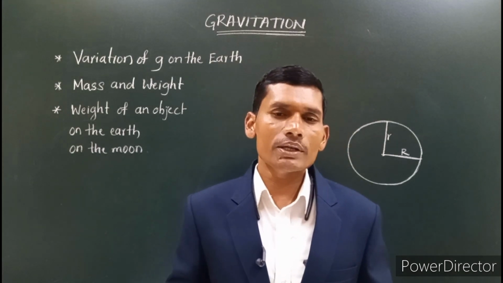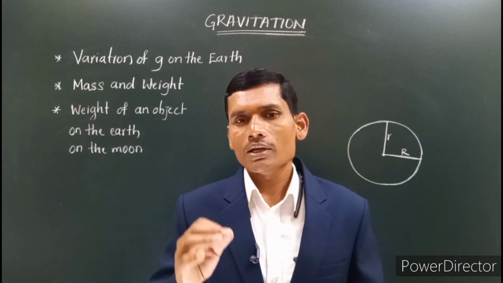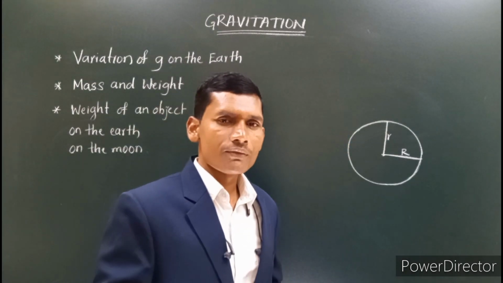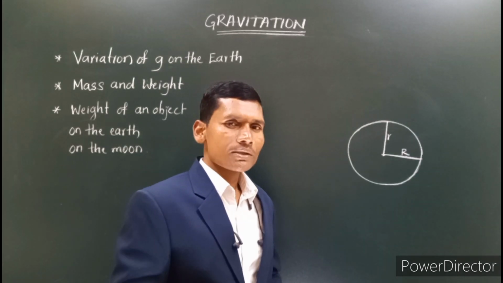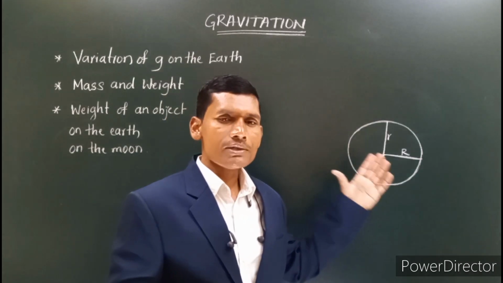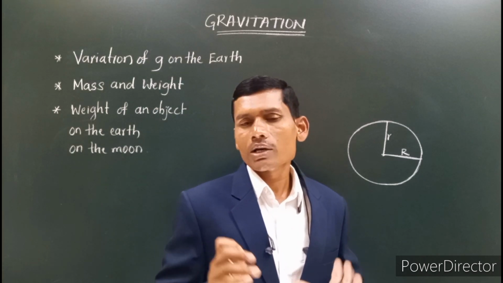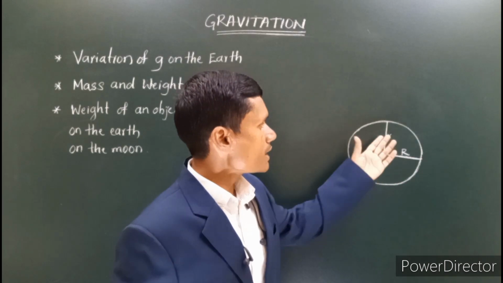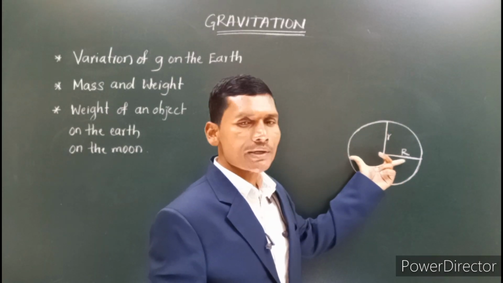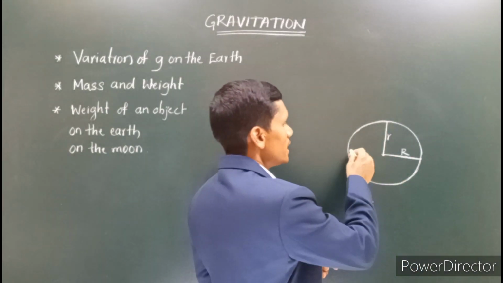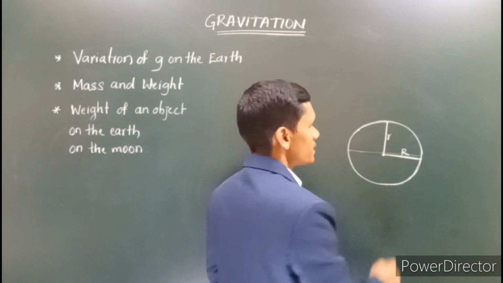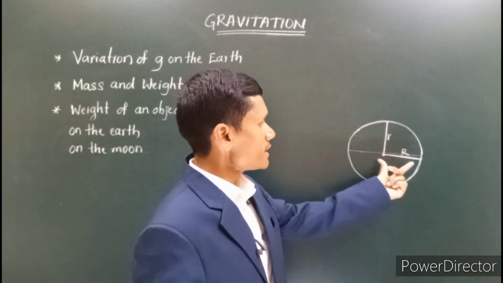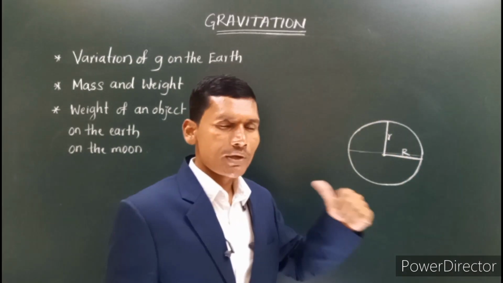That is, the first point in today's class is the variation of g on the earth. How does the acceleration due to gravity vary on the earth? Let us take the shape of the earth. As you know already, earth is not a complete sphere. Its shape is geoid. Geoid means it is flattened at the poles and bulged at the equator. This means the equatorial diameter is greater than the polar diameter. The polar radius is shorter and the equatorial radius is longer. So we know this one.